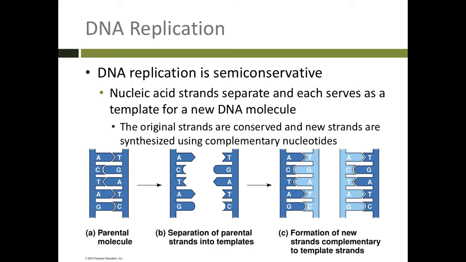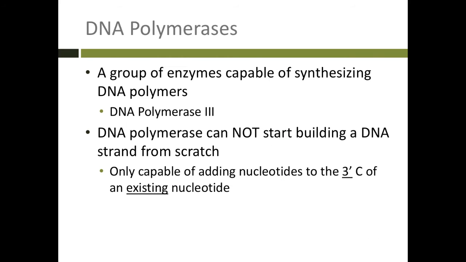We call this mode of replication semi-conservative. Semi means partial, and conservative means unchanging. So semi-conservative replication means that half of the DNA comes from the parent strand, and the other half of the DNA is newly made. There are many enzymes that enable DNA replication to proceed. One of the most important is a group of enzymes called DNA polymerases.